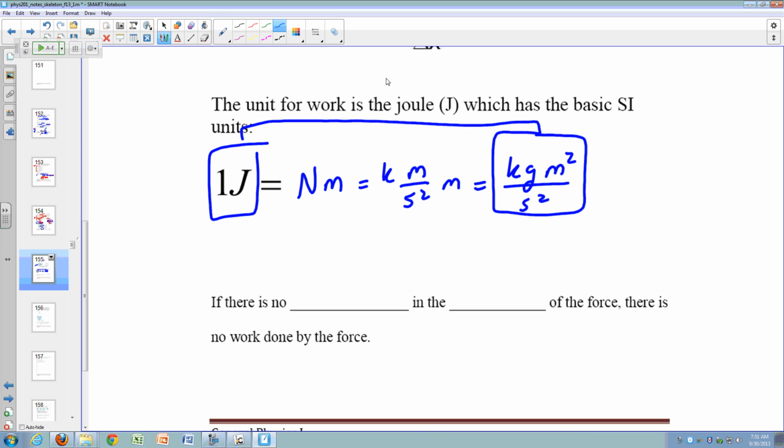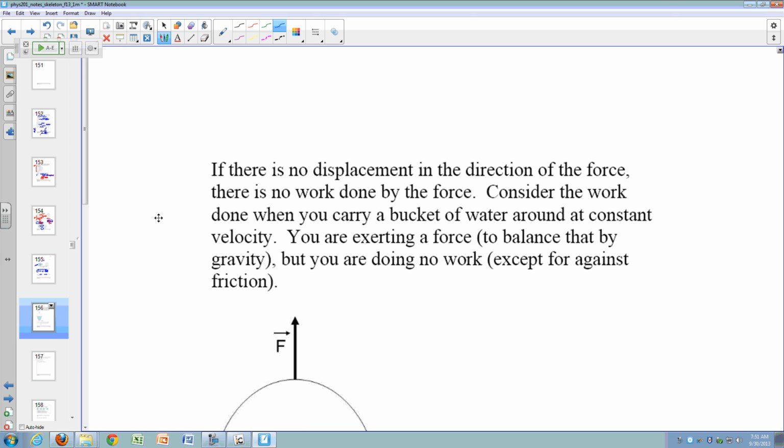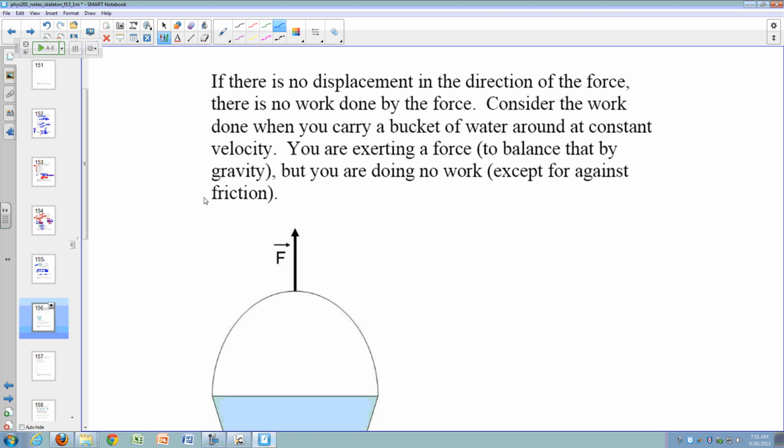All right, so I've already said this, but if there's no motion in the direction of the force, then there's no work being done. So I can sit here and pull all day on this desk, pulling it up, but if I never cause it to move in the y direction, then I'm not doing any work on the desk. If there's no displacement in the direction of force, there's no work done by the force.